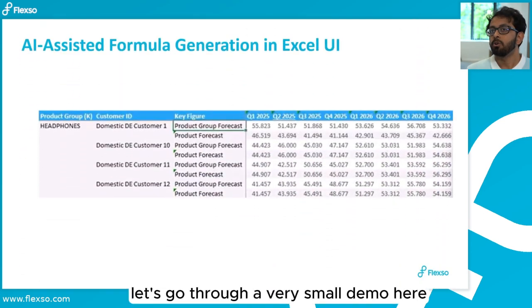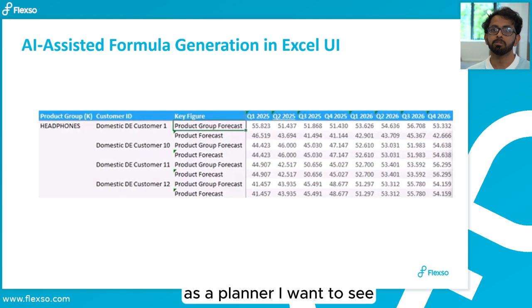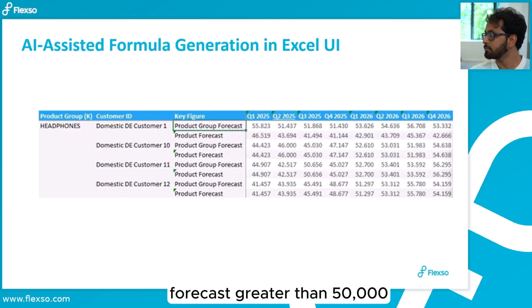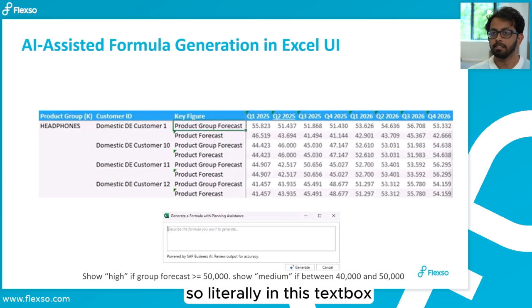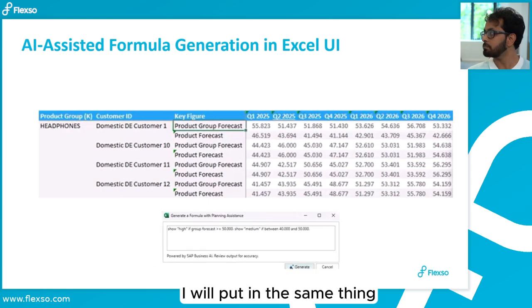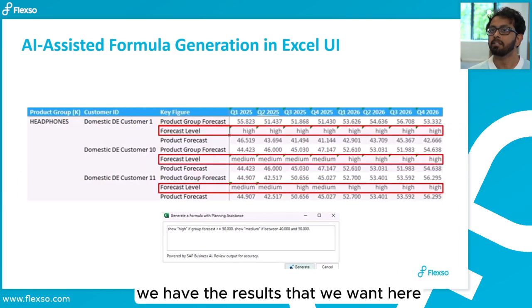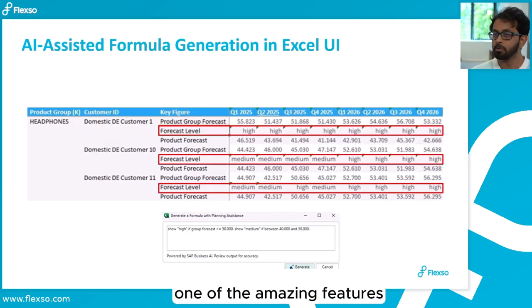Let's go through a very small demo. Here you can see that there's a small data set where now as a planner I want to see, okay, show me a row where it shows high for product group forecast greater than 50,000 and medium for those that are between 40 and 50,000, right? So literally in this text box I will put in the same thing as I just described to you, and automatically we have the result that we want here. So this is one of the amazing features that I find about this.